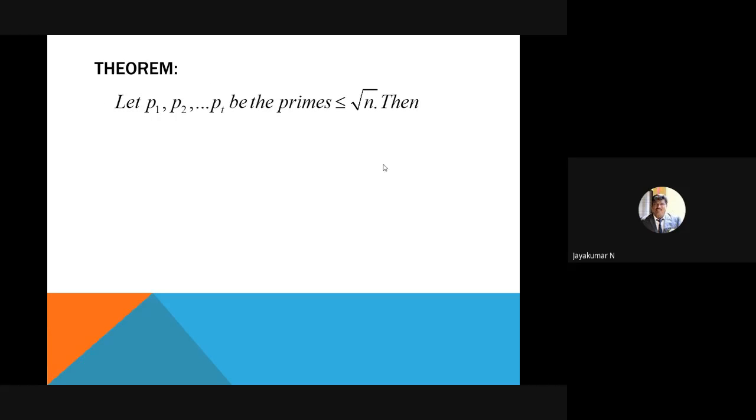For proving this theorem, or for finding the number of primes less than or equal to a given number, first you have to find the primes less than or equal to root n. Then only can we find the number of primes less than or equal to the given number.